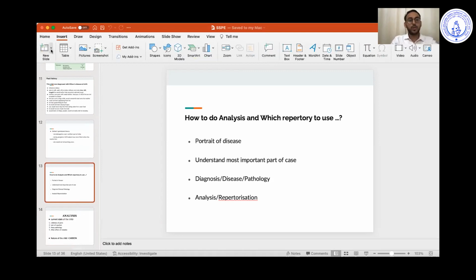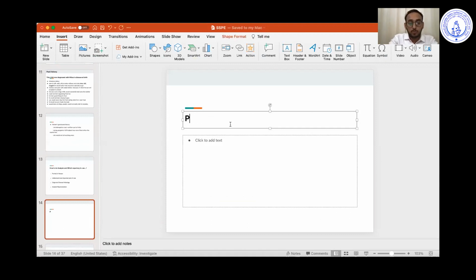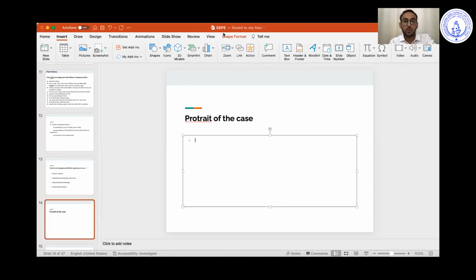And when we say portrait, what do we mean by portrait? Portrait is we have to make a list of what all important points we saw in this case. So here participants can answer in the chat box so that I can see what they could find as an important point or important symptom in this case.